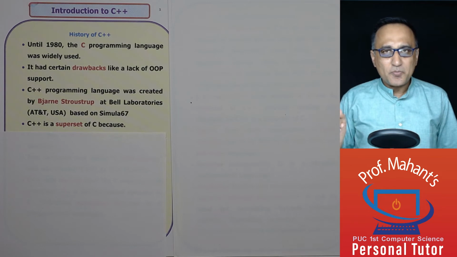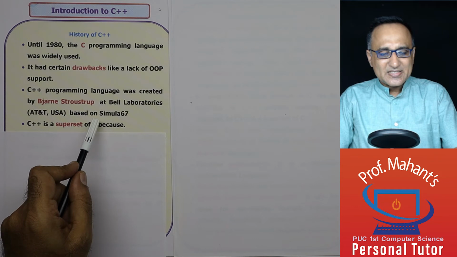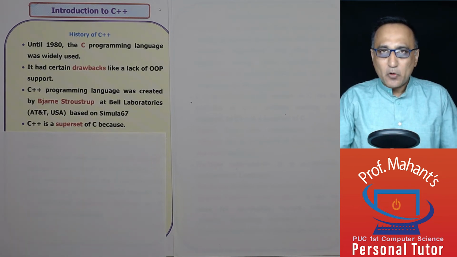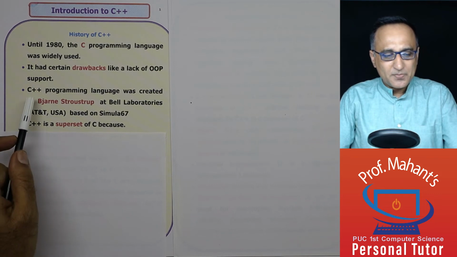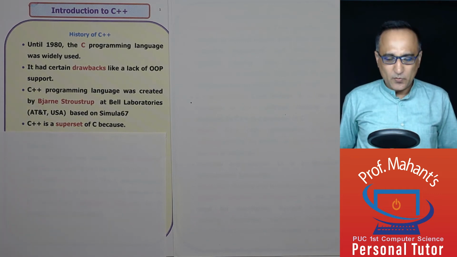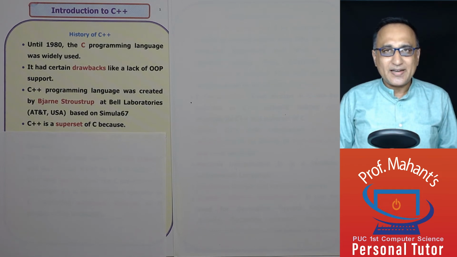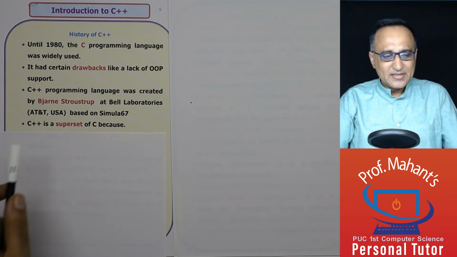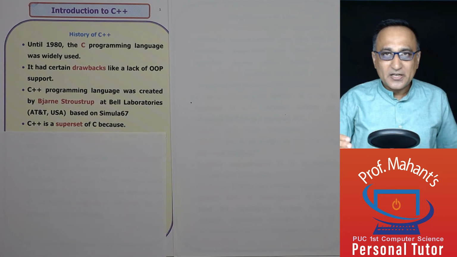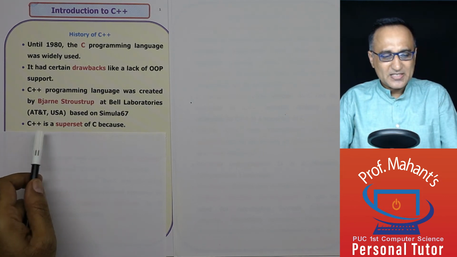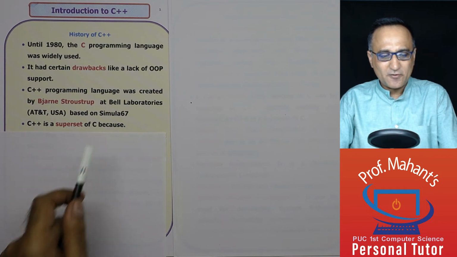Simula was an object-oriented programming language and he liked certain features of Simula and he borrowed those features to develop the C++ programming language. But you need to understand C++ was not created from scratch. C++ was built upon the features of C. Therefore, C++ is known as the superset of C.